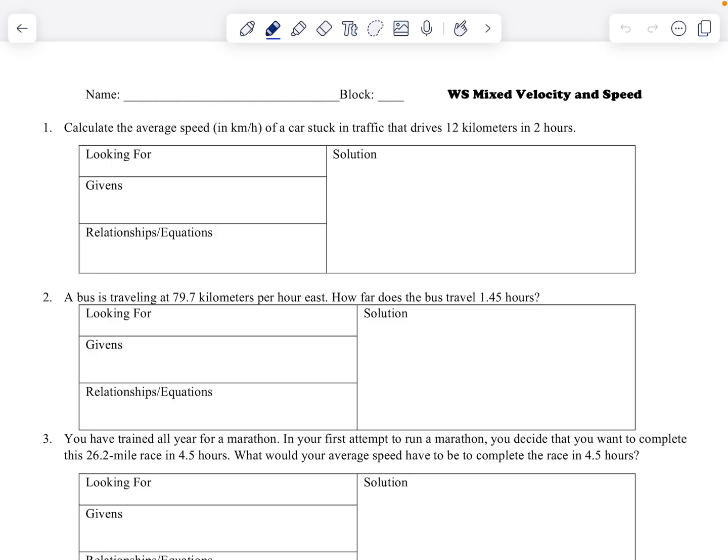Hello, here we are doing our next problems, and you should be working on your mixed velocity and speed worksheet next.